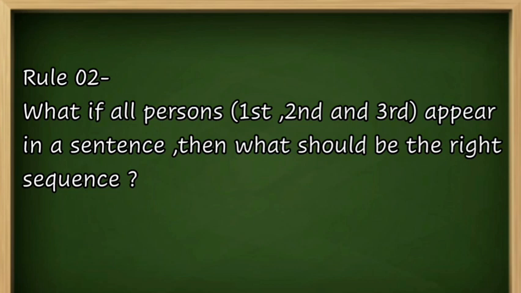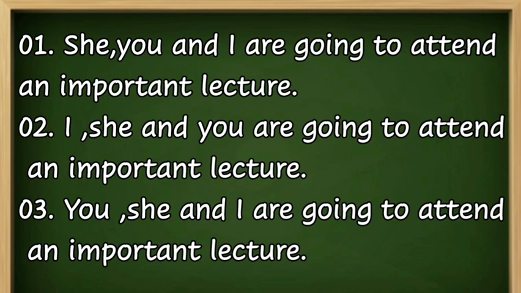Moving on to the next rule, which is second in a row, we're going to learn about all three person pronouns. What if we get all person pronouns in a sentence: first person, second person and third person? What should be the sequence of it? Here are three sentences in front of you. Choose which one is the correct one. Again, you get 5 seconds to answer the question. Save your options, and I'm going to tell you which one is the right one.